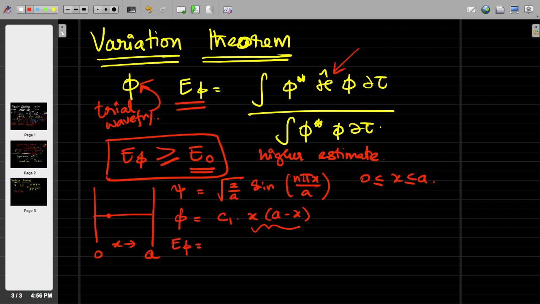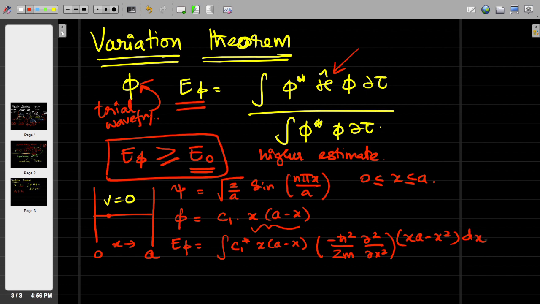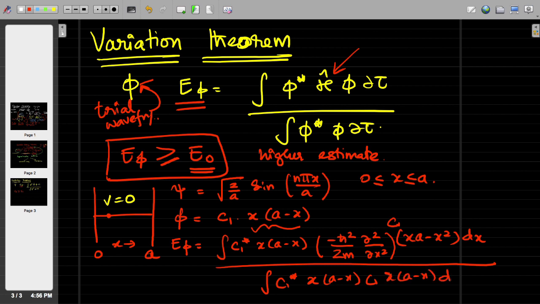Let's calculate what is E. What are you going to end up with? You're going to have c1 star times x times a minus x times minus h cross square, of course we set the potential to 0 for this problem, by 2m, del square by del x square, of c1 times x times a minus x. I'm just taking a product of it right away. The whole divided by, of course I missed a c1 here, the whole divided by integral c1 star x into a minus x, c1 x into a minus x dx.